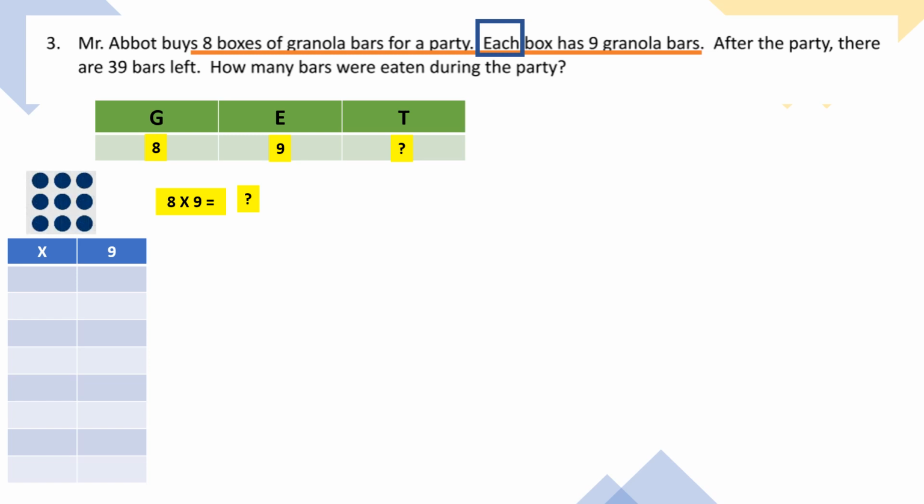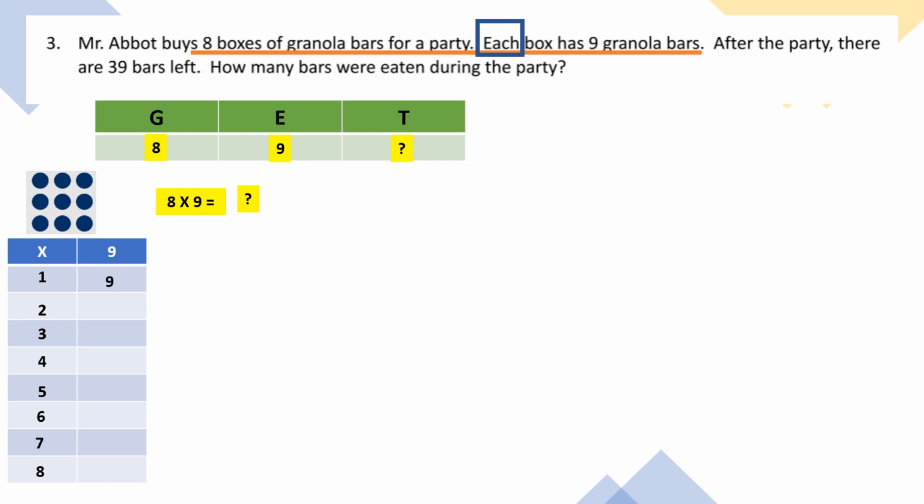So I write 1, 2, 3, 4, 5, 6, 7, 8. That way I can multiply 8 times 9. Now I have my counters up there. I have 9 counters to help me if I get stuck.